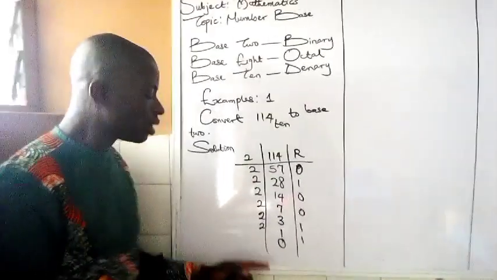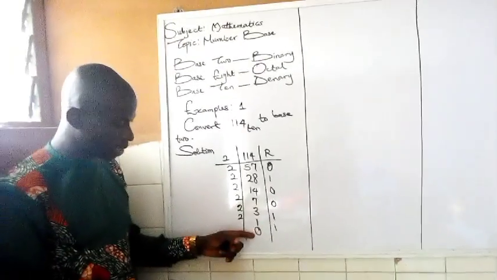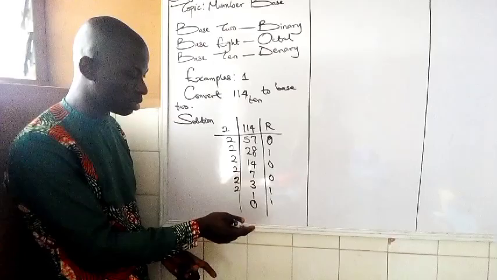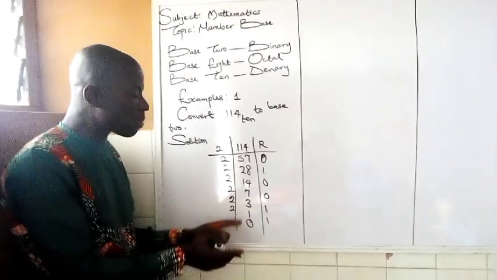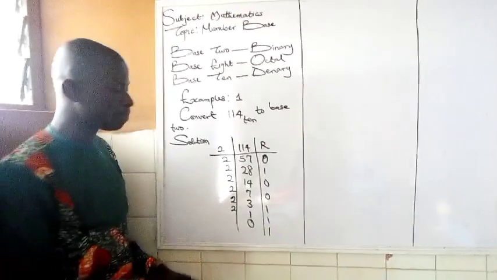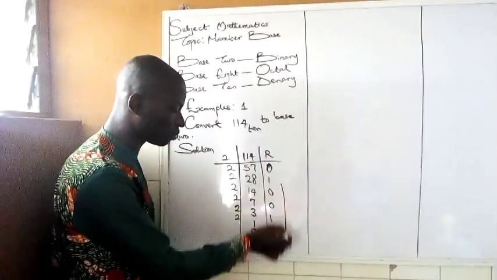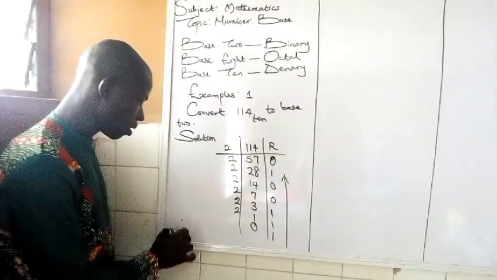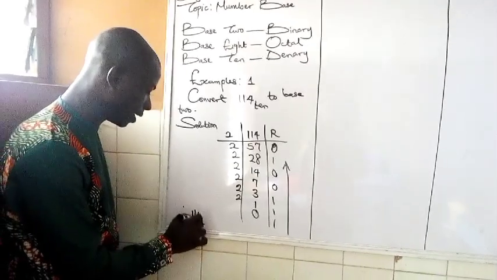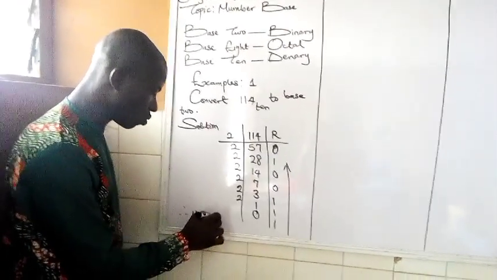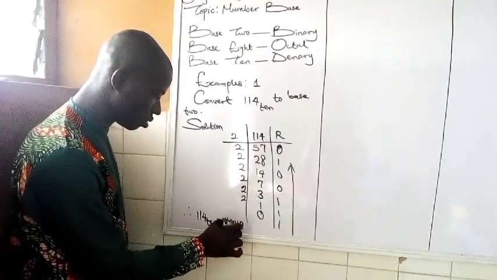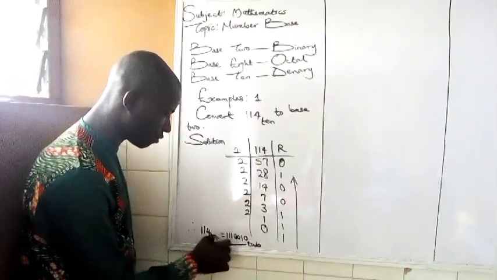Please listen keenly. The moment you get 0 in the middle, the number that you have before that 0 will be transferred to this place, which is 1. Then, in number base, you count your answer from down to up. You can see my arrow. Therefore, 114 base 10 equals 1110010 base 2. That's the final answer. Is that taken?